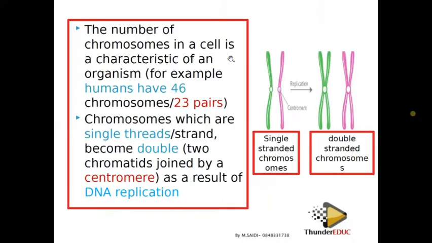The number of chromosomes in a cell is a characteristic of an organism. For example, humans have 46 chromosomes, or 23 pairs. So in humans there are 23 pairs of chromosomes, which are equivalent to 46 chromosomes. Chromosomes which are single threads or single strands become double, with 2 chromatids joined by a centromere, as a result of DNA replication.